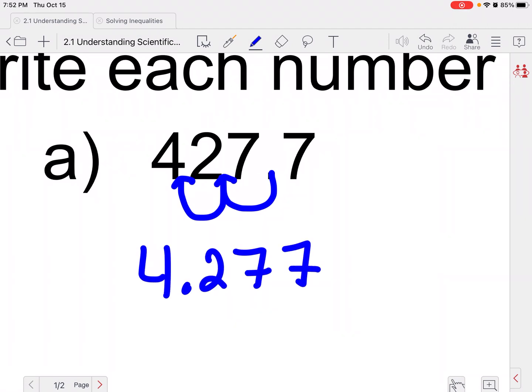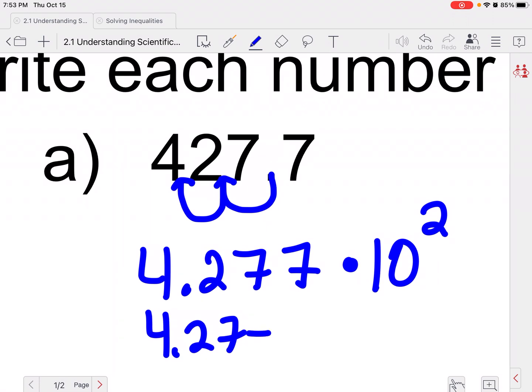4.277. Okay. Now, I can't just say it's 4.277 now, so it's going to be times 10 to the something. Now, because I moved it 2 to the left, I moved it 2 spots, I'm going to have a 2 here, and it's going to be a positive 2. Because basically, if I did 4.277, times 10, times another 10, I'm going to get it to be bigger, right? Because we know 10 squared is really 10 times 10. Okay?